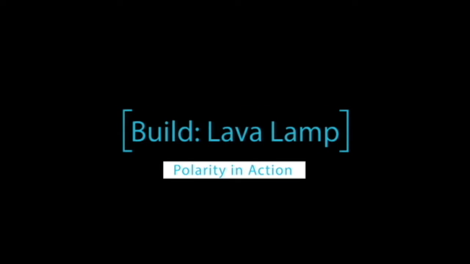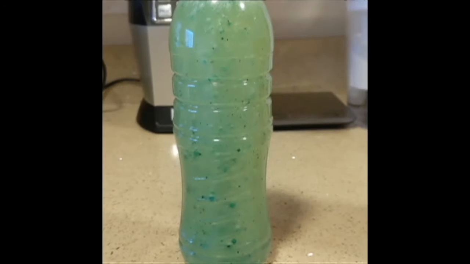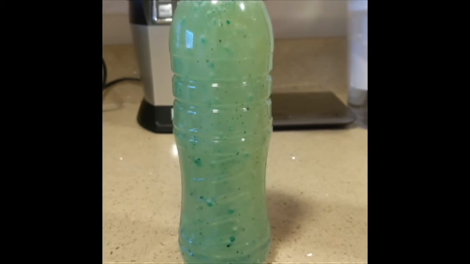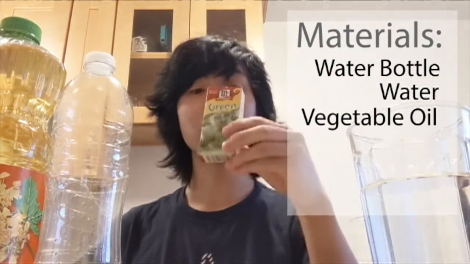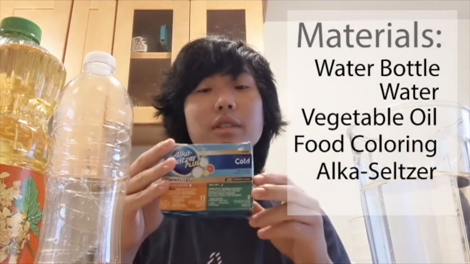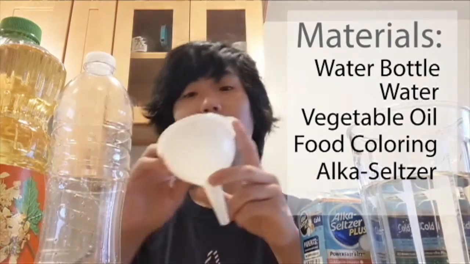Hello! In this module, you'll be building your own homemade lava lamp. Here's what you'll need. An empty water bottle, some water, some vegetable oil, food coloring of any color that you have, some Alka-Seltzer tablets, and a funnel to help you pour water into the water bottle.